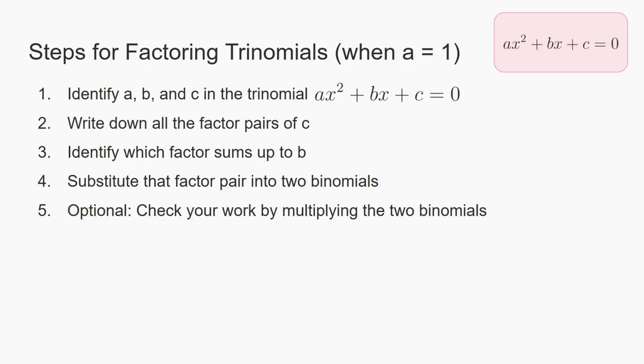Here are the steps for factoring trinomials when a equals 1. As we know, ax squared plus bx plus c equals 0 is the standard form of a quadratic. When a equals 1, this becomes a little bit simpler, and it's just x squared plus bx plus c equals 0. Our first step is to identify the parts a, b, and c. Our next step is to write down all the factor pairs of c, basically all the factors that can multiply to this c. Our third step is to identify which factors will sum up to b. And lastly, we can substitute that factor pair into two binomials, and we can check our work by multiplying these two together.